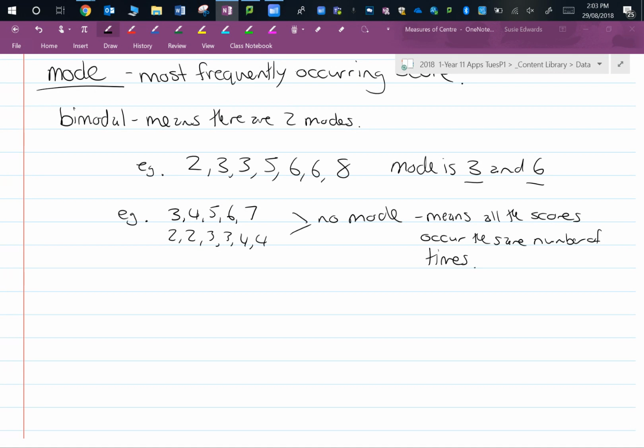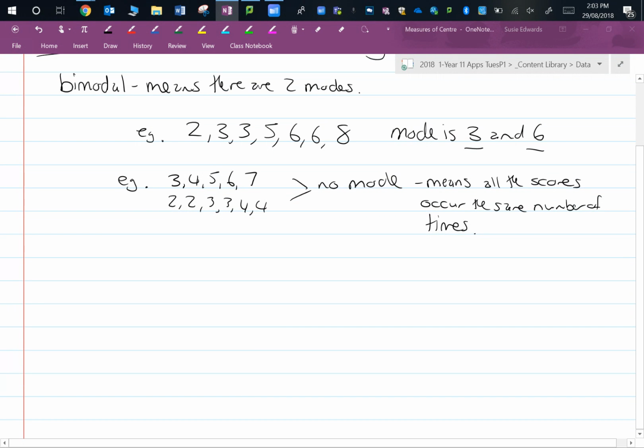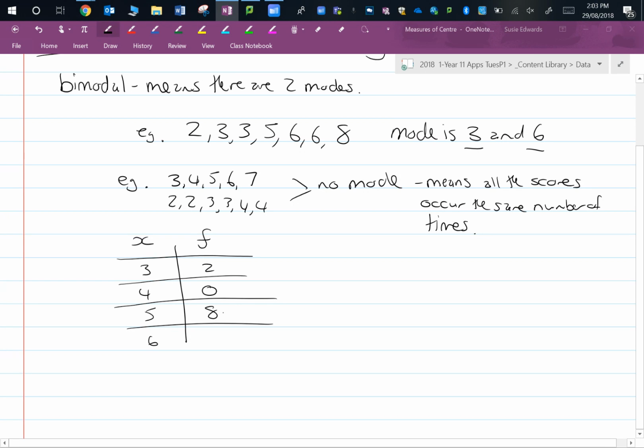Pretty easy? Now, you might have to find the mode from a frequency table and you're just looking for the highest number in the frequency column. I'll give you a really quick example. If you had a table like this, the score is usually used as an X, and if we said scores 3, 4, 5, 6 with frequencies 2, 0, 8, 4, the question might say, what's the modal score? You need to know that they're saying, what is the mode? It's a different way of asking it. What's the modal score? Is it 8? It's 5, okay?